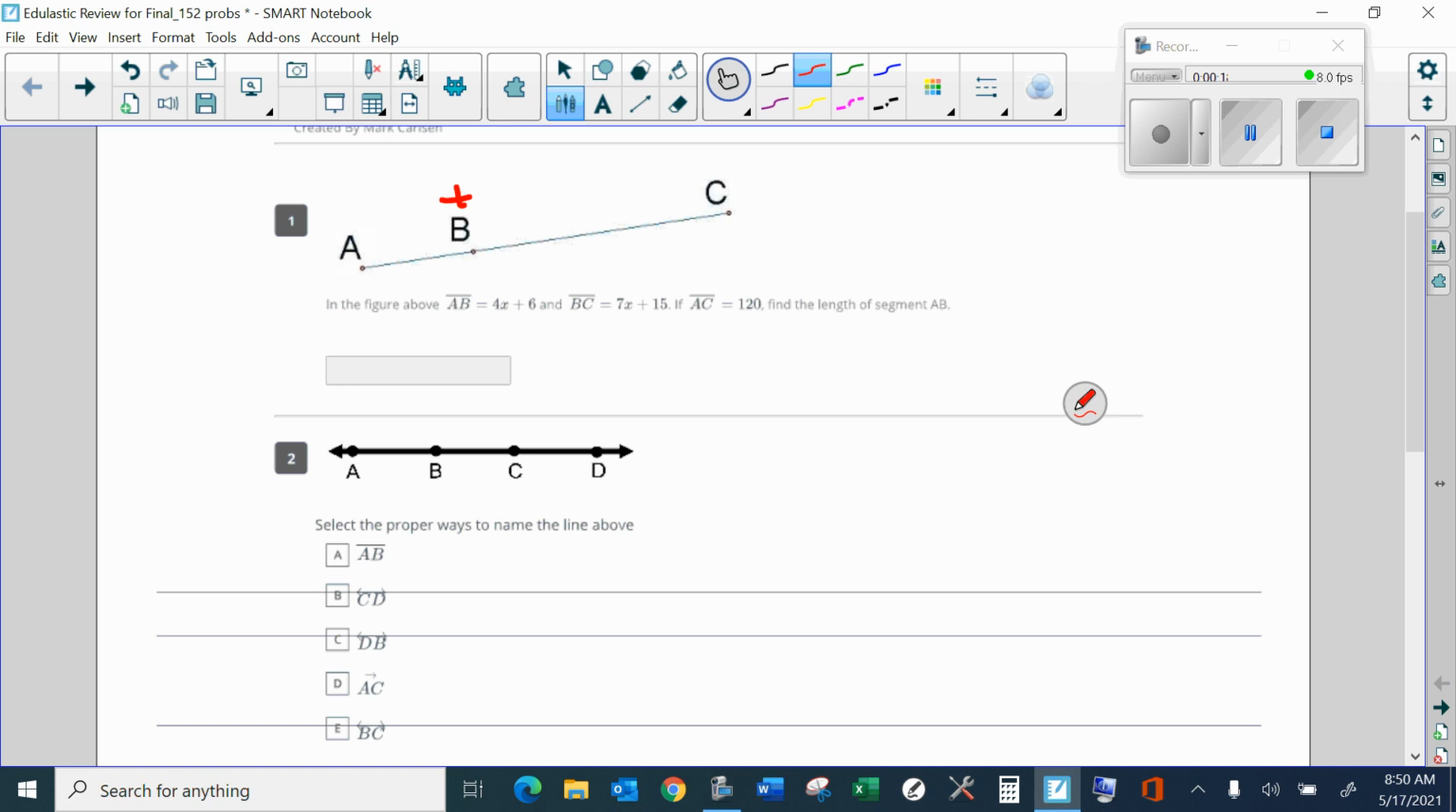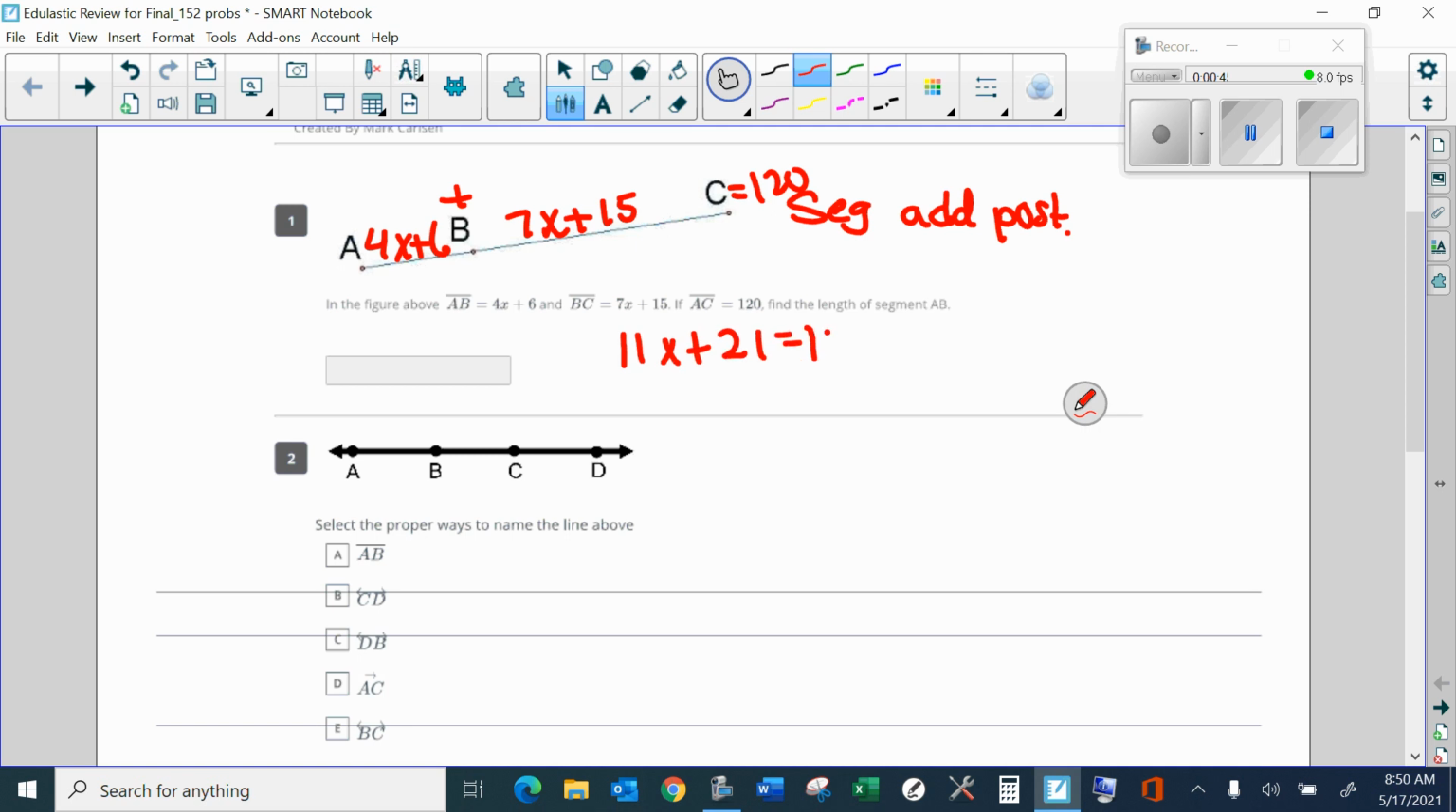Segment AB plus segment BC equals segment AC, segment addition postulate. It says AB is 4x plus 6, BC is 7x plus 15. You add those together and it equals 120. So there's your equation: 11x plus 21 equals 120. Subtract 21 across, you get 99. X equals 9.